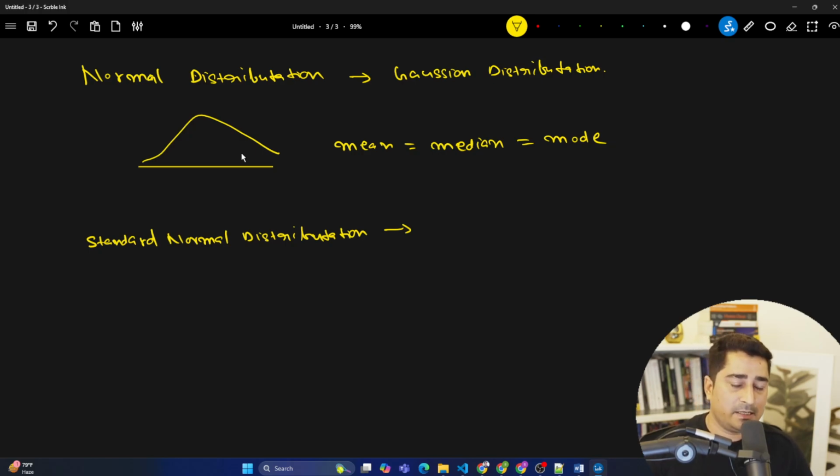Now, when can we say that a data set is under standard normal distribution? When its mean is equal to 0 and its standard deviation is equal to 1. Mu represents the mean and sigma represents the standard deviation. So when mean is equal to 0 and standard deviation sigma is equal to 1, then we can say that the data set is falling under standard normal distribution.